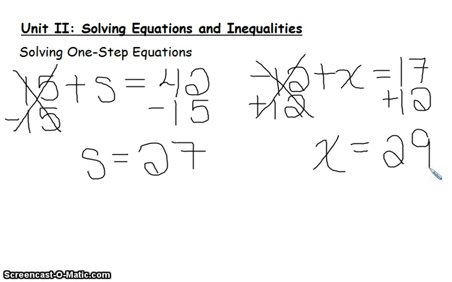So very, very simple one-step equations. Okay? So now what I want you to do is I'm going to put a couple of equations up here that I want you to try. Once you get these written down, I want you to pause the video and try to solve them. And once you've got them answered, resume the video and check your answers.